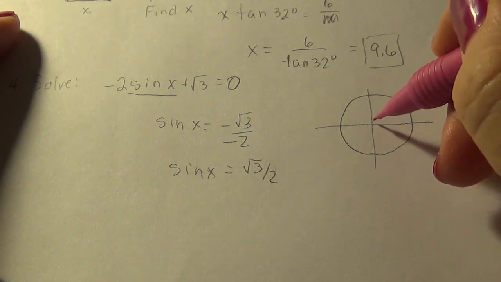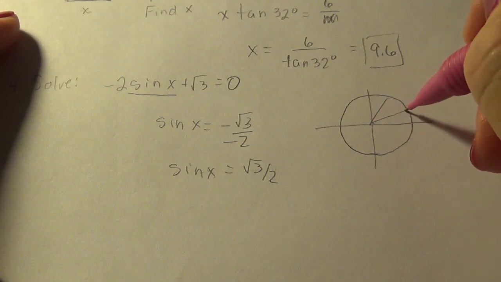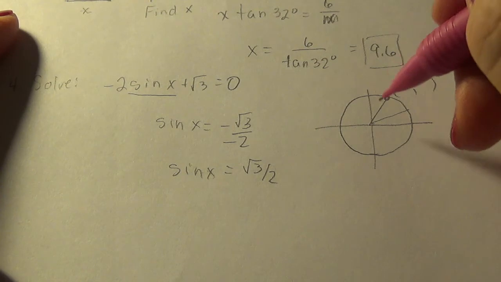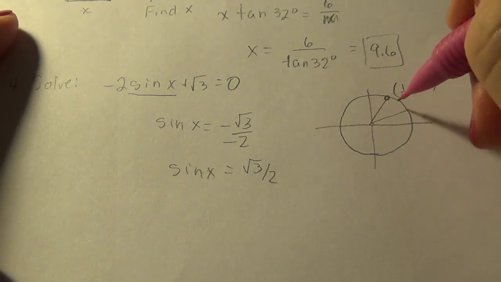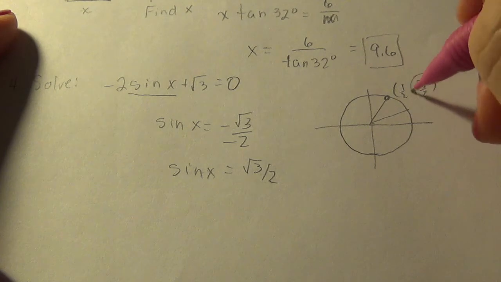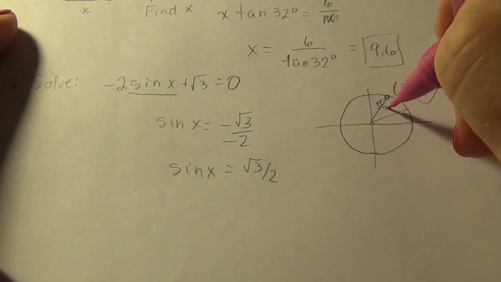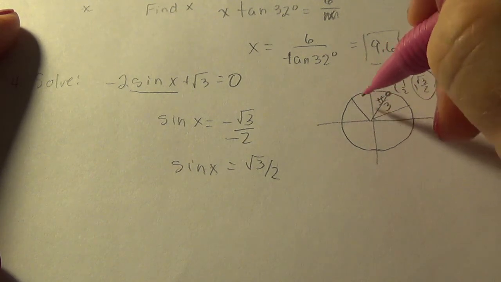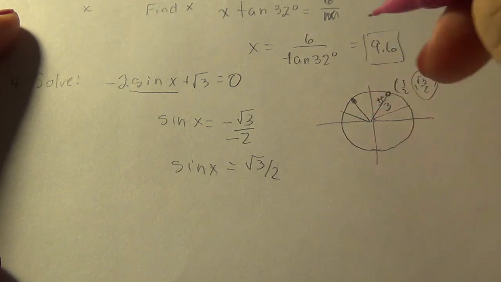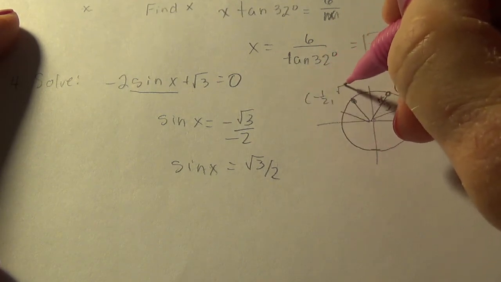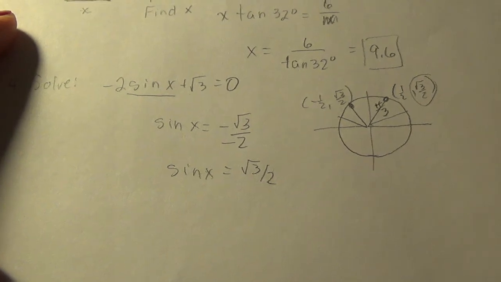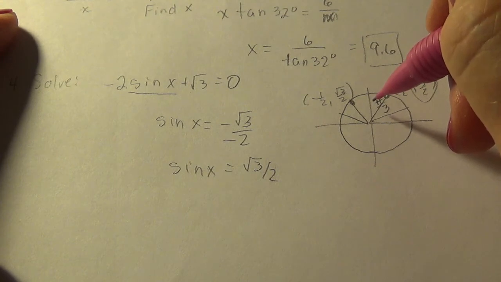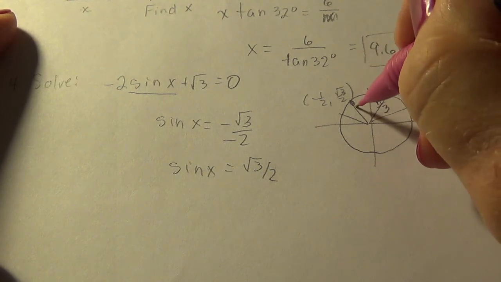Square root of 3 over 2 is the second coordinate. So we go over 1/2 here and up square root of 3 over 2. Second coordinate. So this is pi over 3. And we also find that it happens again over on this quadrant, where we have negative 1/2, up square root of 3 over 2. And so the answer here is going to be 2 pi over 3.